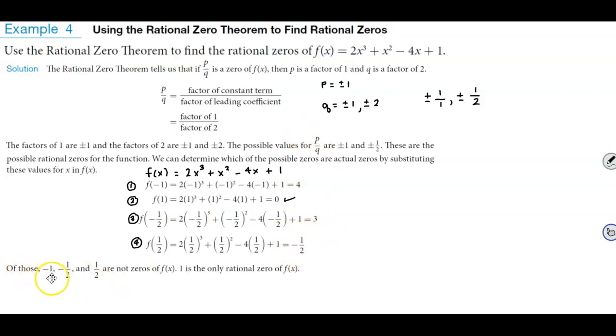So of those, -1, -1/2, and 1/2 all had remainders, so therefore they are not zeros of the function. However, 1 is the only rational zero of the function.